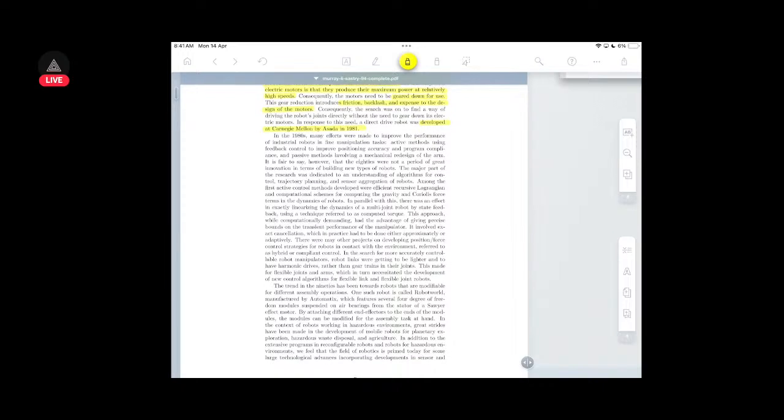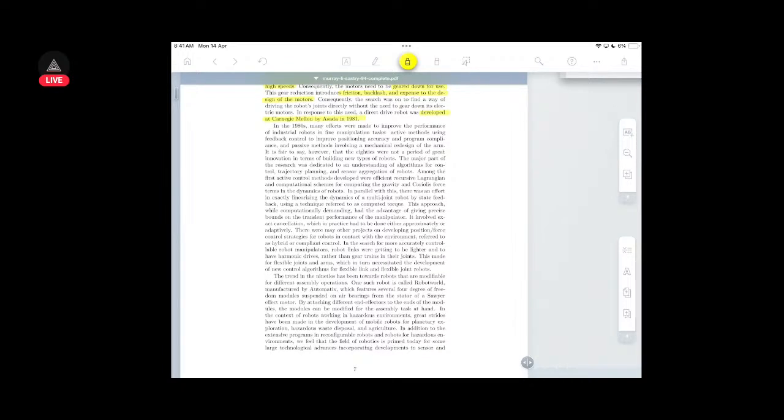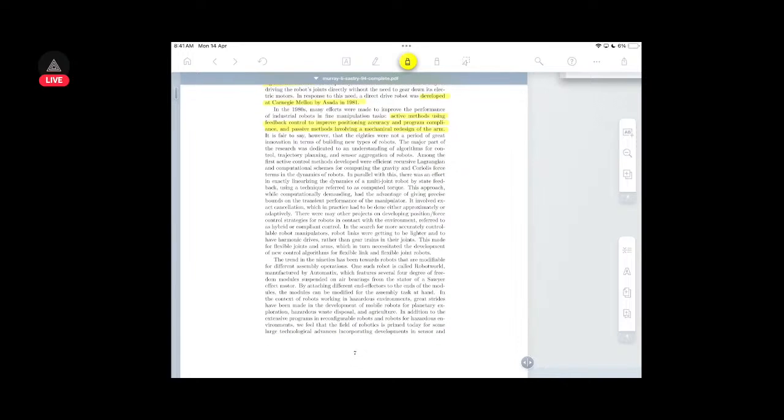In the 1980s, several efforts were made to improve the performance of industrial robots in fine manipulation acts. Active methods used feedback control, improved precision and accuracy, and programmed compliance, and passive methods included mechanical redesign of the arm. It was not a period of great innovation in terms of building new robots. Understanding the algorithms, trajectory planning, and sensory aggregation of robots was required.